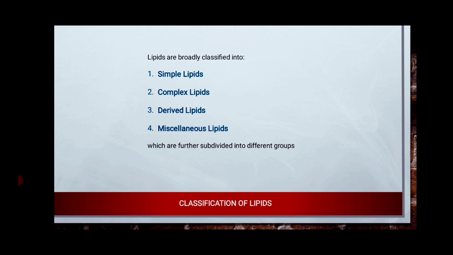Lipids are classified into four main types. Broadly, they are classified into four main types of lipids. These types are based on the overall structure, the components, and how they are arranged in the structure. On that basis, there are four types. The first one is simple lipids, the second one is complex lipids, third one is derived lipids, fourth one is miscellaneous lipids, which are further subdivided into different groups. Okay.